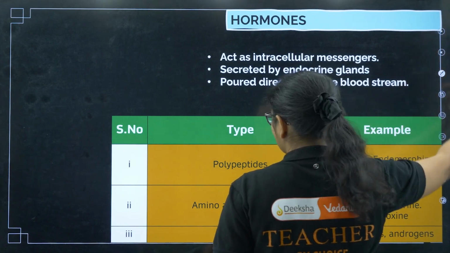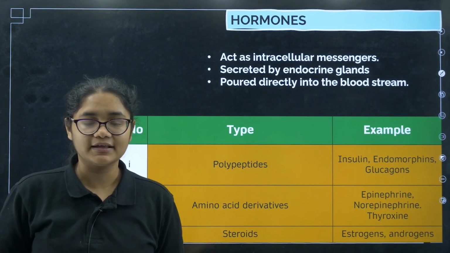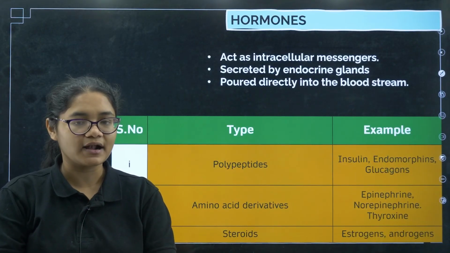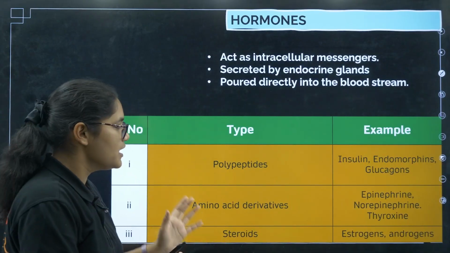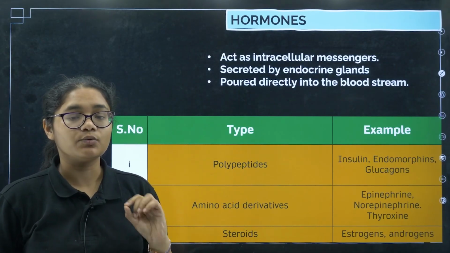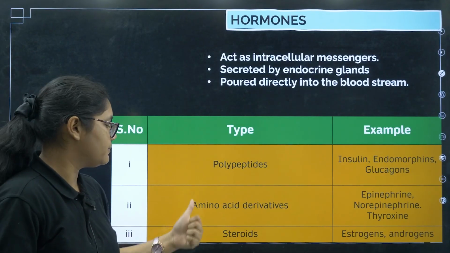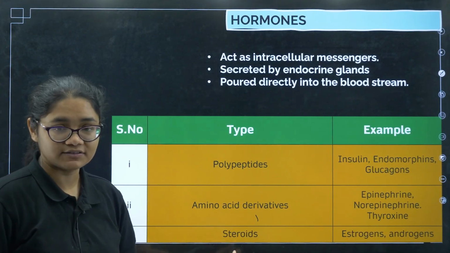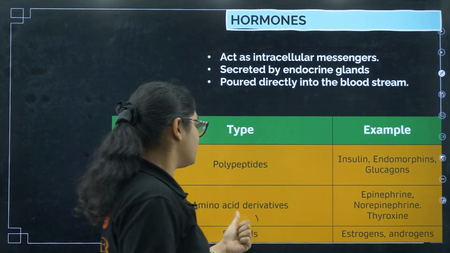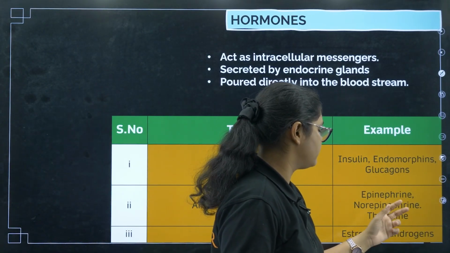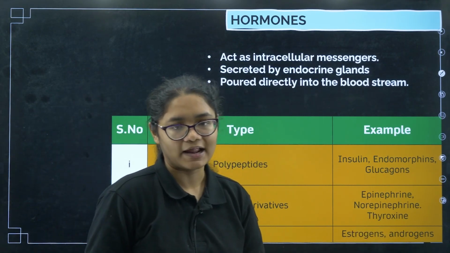Next, hormones. The functions of hormones are very important. The vitamins deficiency diseases are directly given in the table, so please refer to that. Hormones are given in a big paragraph, 2 pages of paragraphs, so I have converted them into tabular form so that you can learn them easily. First of all, how many types of hormones do we have? Polypeptides, amino acid derivatives and steroids. In polypeptides we have insulin, endorphin and glucagon. Amino acid derivatives are epinephrine, norepinephrine and thyroxine, and steroids are estrogens and androgens.